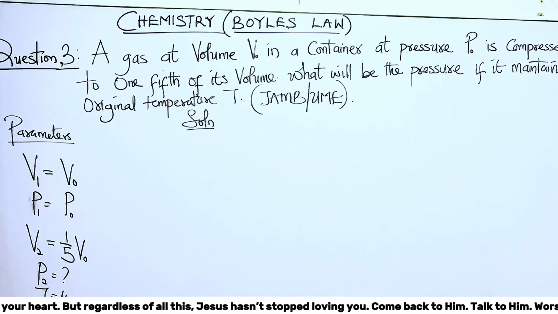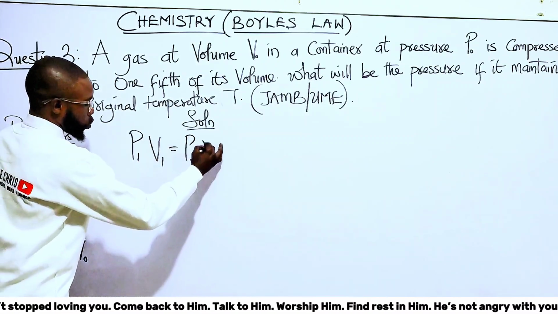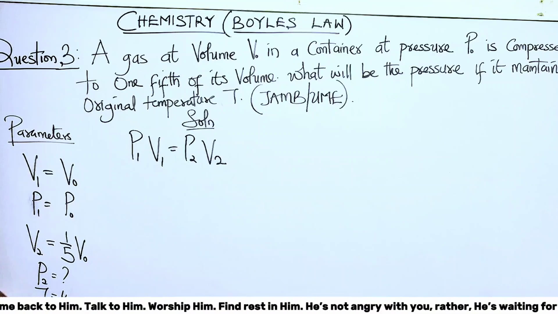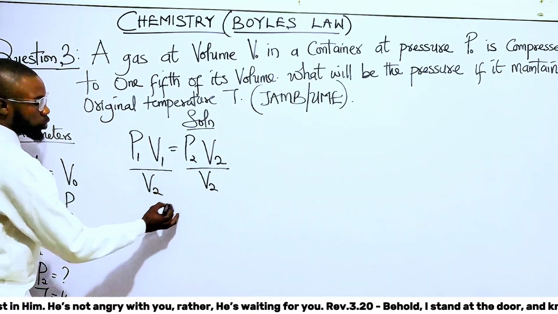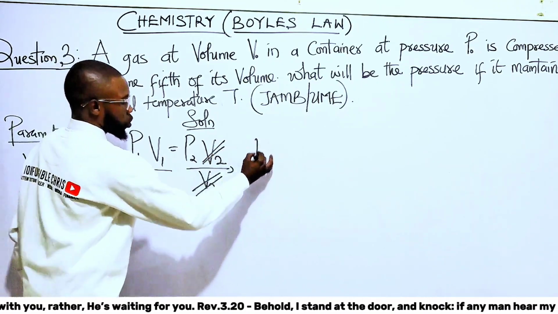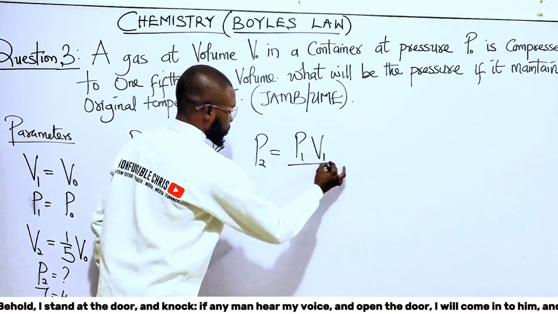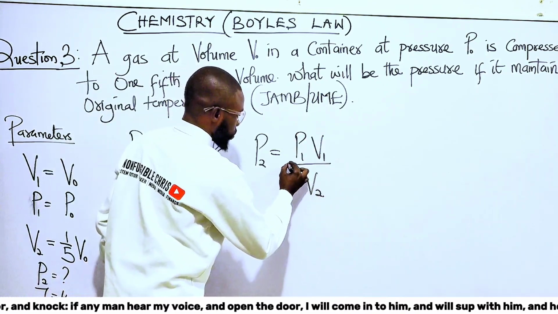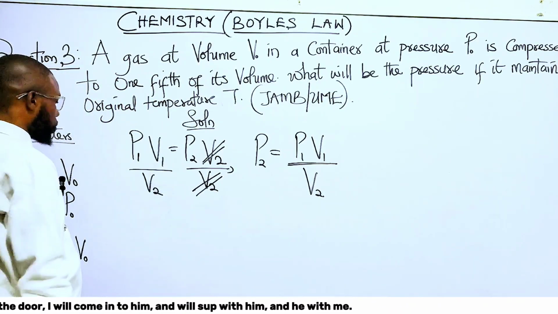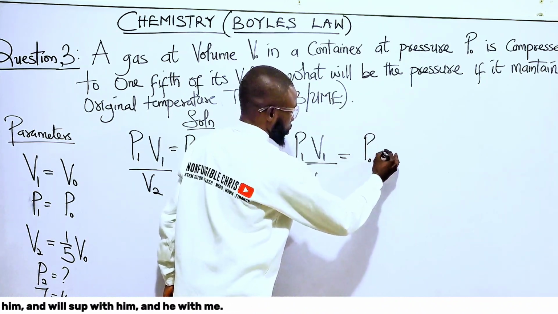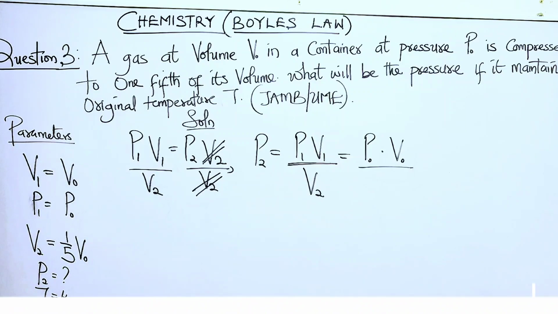So that's the parameter. So we know that for Boyle's law, P1 V1 is equal to P2 V2, right? We're looking for what? P2. So we divide both sides by V2. That's what we said. This guy will take off this guy, so that our P2 becomes what? P1 V1 over what? Over V2. So this is over, that means to divide, right? So what do we have as our P1? P1 and V1 is P0 times V0 over what's V2? V2 is 1/5 of the original volume.